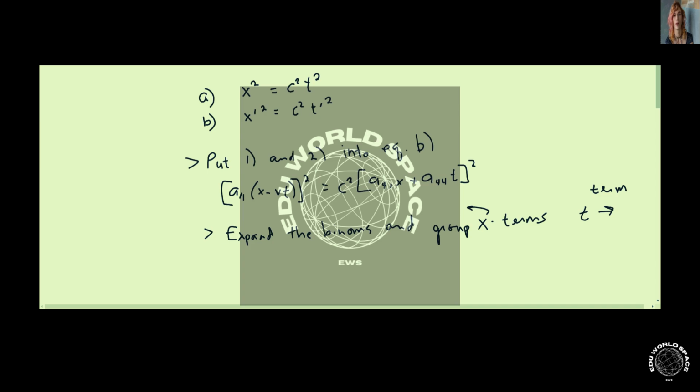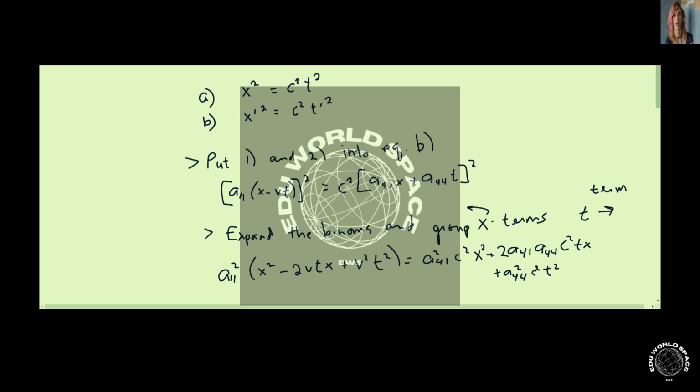Okay, so we have basically A11 squared, x squared minus 2vtx plus v squared t squared, is going to equal A41 squared c squared x squared plus 2 A41 A44 c squared tx, horrendous algebra here, plus A44 squared c squared t squared. Okay, so nothing too exciting there.